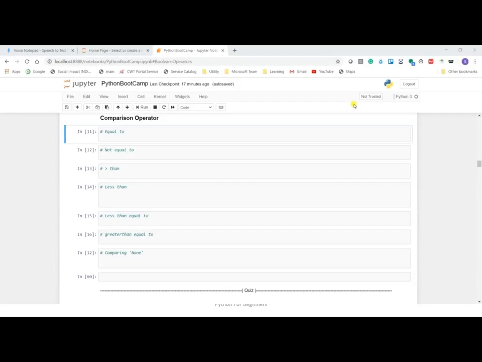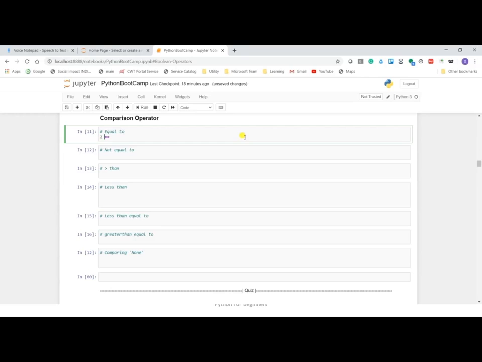Now let's begin with comparison operators. The first comparison operator is equal to. The way to denote it is the double equal to sign. This is useful if you want to compare values of two objects, whether they are equal or not. If they are equal, the output would be true. If they are not equal, the output would be false.